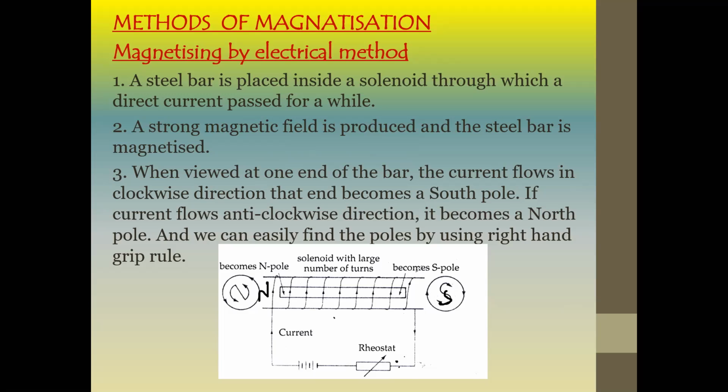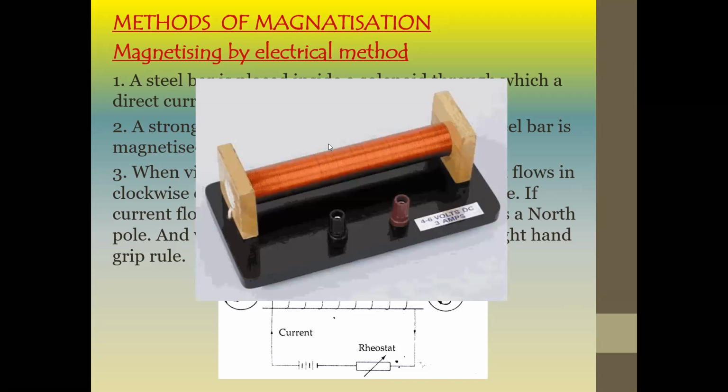If you are using iron, then it will be a temporary magnet and only behave like a magnet when we are passing a current and producing a magnetic field. So to make permanent magnets, we use steel rather than iron. If we want to make a temporary magnet, then we use iron instead of steel.